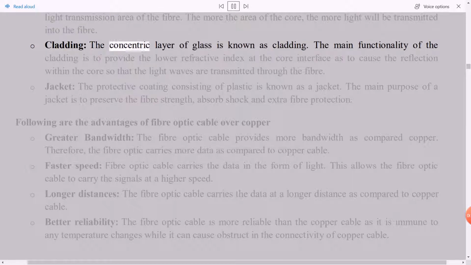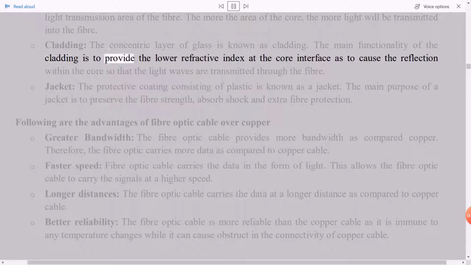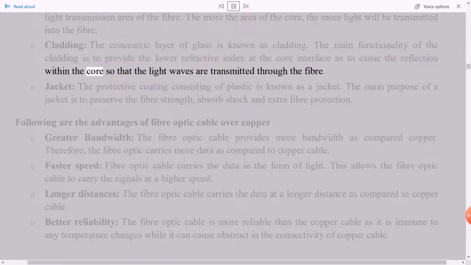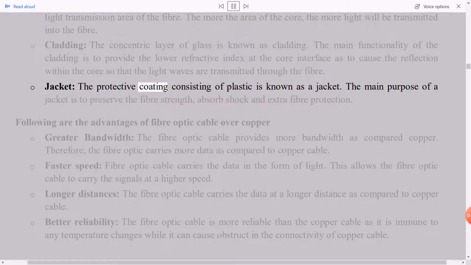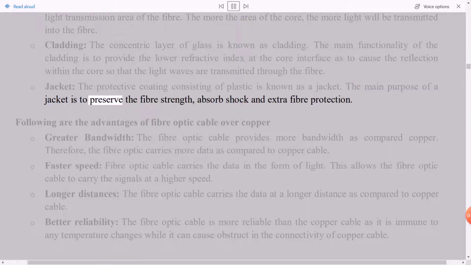Cladding. The concentric layer of glass is known as cladding. The main functionality of the cladding is to provide the lower refractive index at the core interface as to cause the reflection within the core so that the light waves are transmitted through the fiber. Jacket. The protective coating consisting of plastic is known as a jacket. The main purpose of a jacket is to preserve the fiber strength, absorb shock, and extra fiber protection.